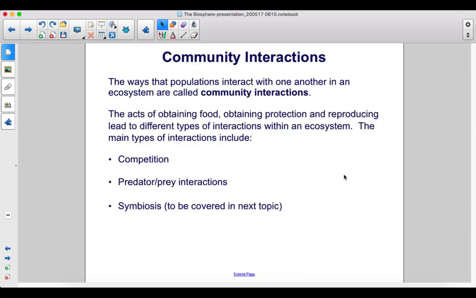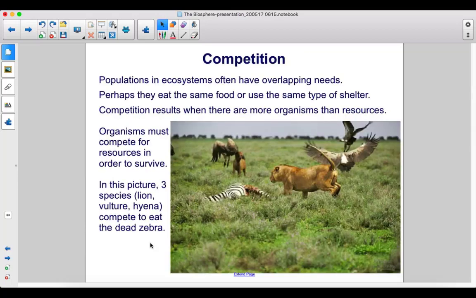The ways that populations interact with one another in an ecosystem are called community interactions. The acts of obtaining food, obtaining protection, and reproducing lead to different types of interactions within an ecosystem. The main types of interactions include competition, predator-prey interactions, and symbiosis, to be covered in the next topic. Populations in ecosystems often have overlapping needs. Perhaps they eat the same food or use the same type of shelter.